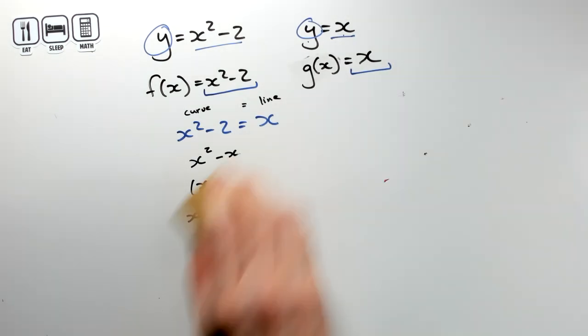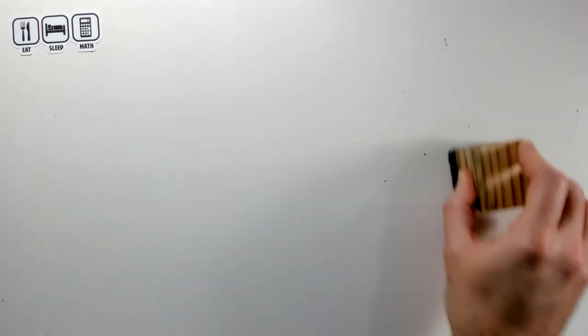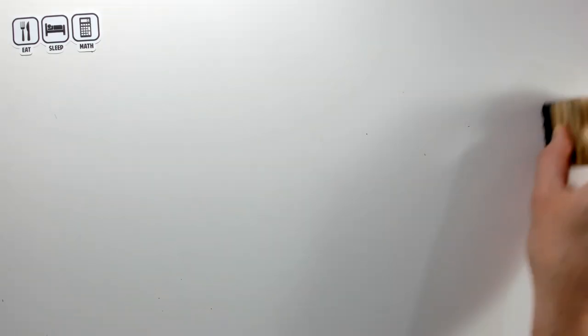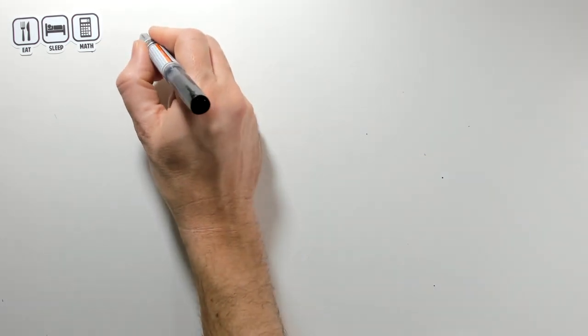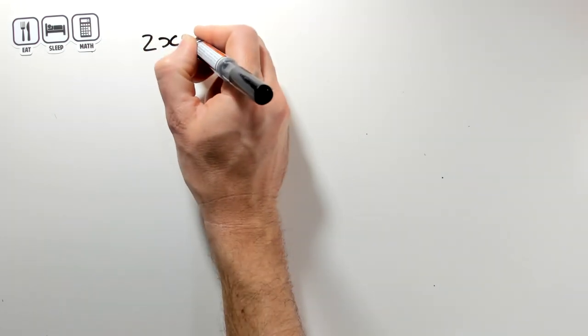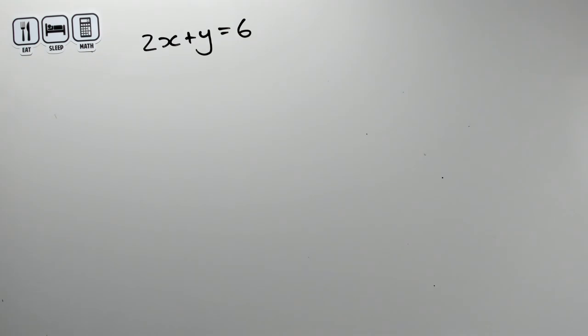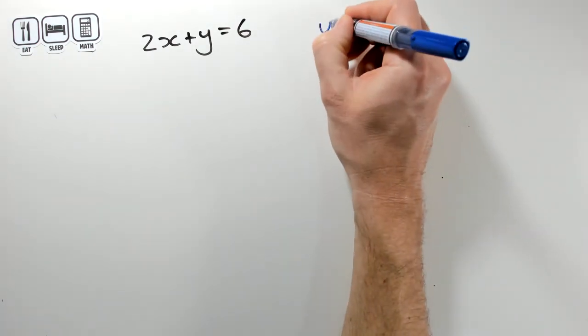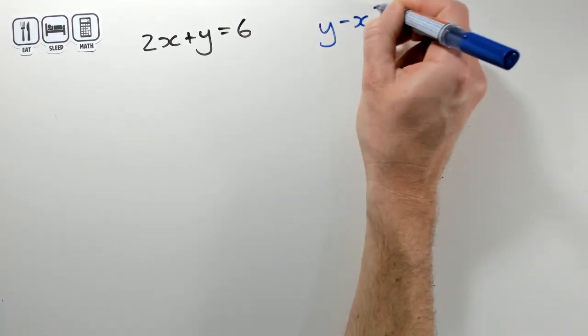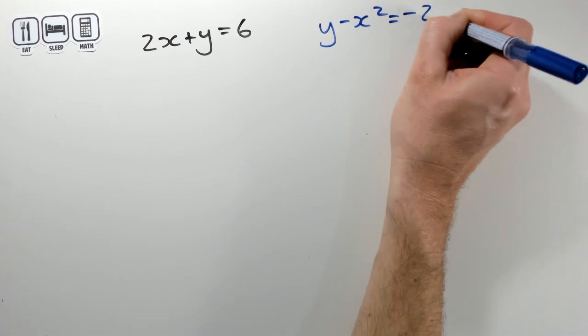Let me just rub all of this out, and you should be able to do this on your own without me. Once you see the examples, maybe you can try and do them on your own. So I'm going to write the first one. It's 2x plus y is equal to 6. And the other one I'll do in a different color. y minus x squared is negative 2.